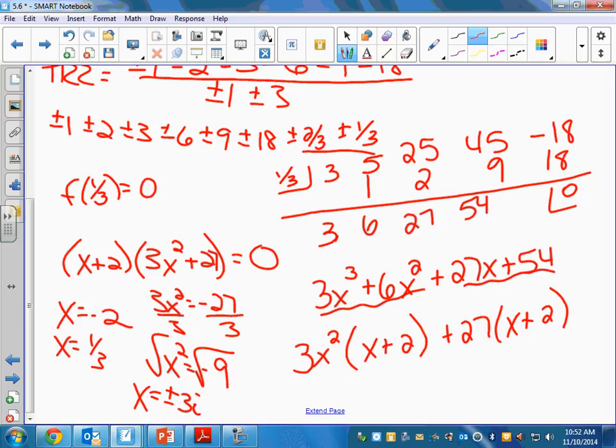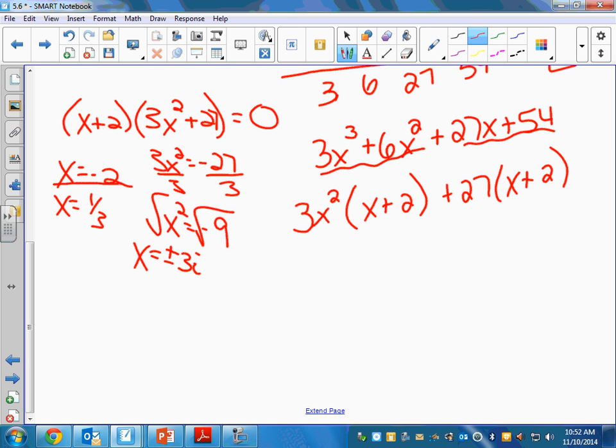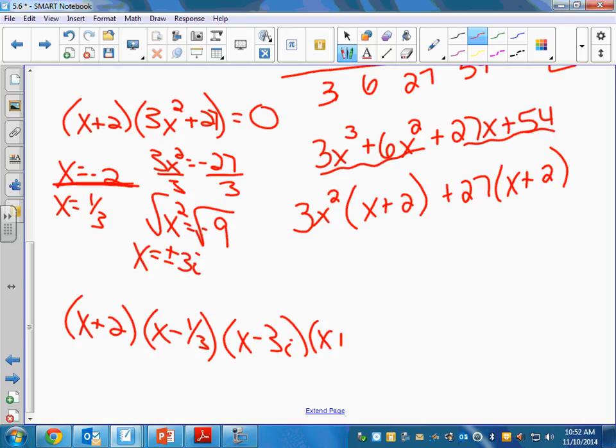Notice there are 4 answers, 2 real and 2 imaginary. If they wanted you to write this out as the factors, you just do the opposite. So if negative 2 is the 0, it's x plus 2. If 1/3 is the 0, it's x minus 1/3. And for 3i and negative 3i, you just do the opposite. X minus 3i and x plus 3i. Those are the factors. The others are the zeros.